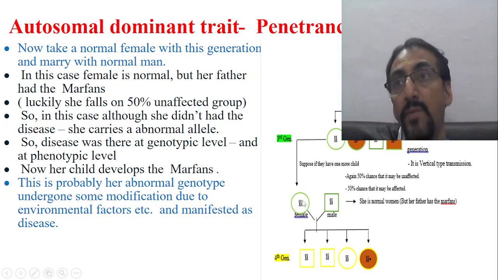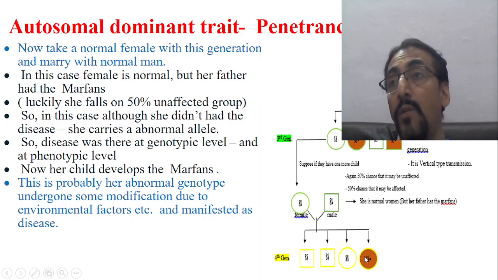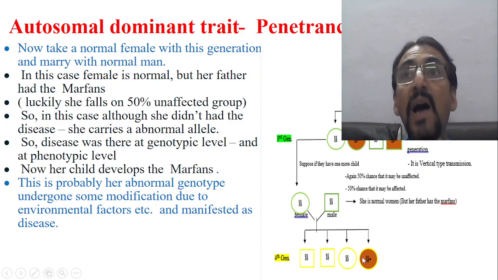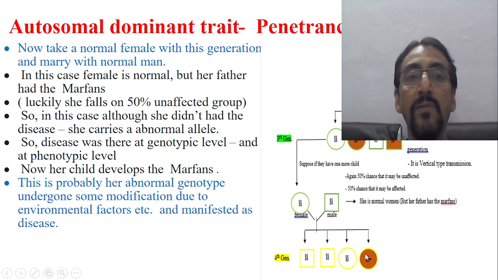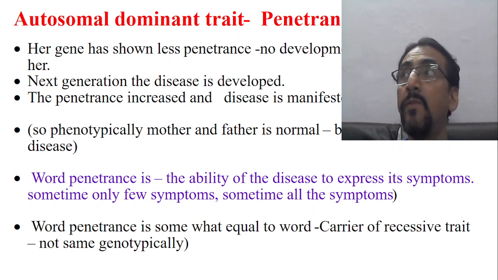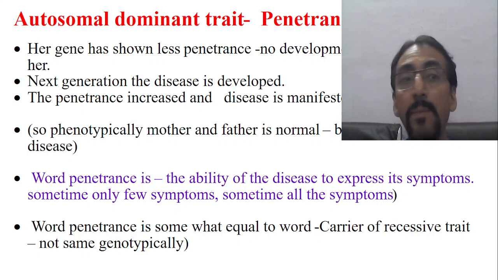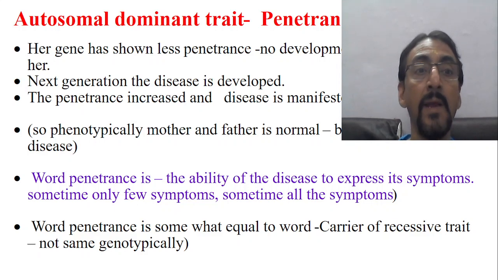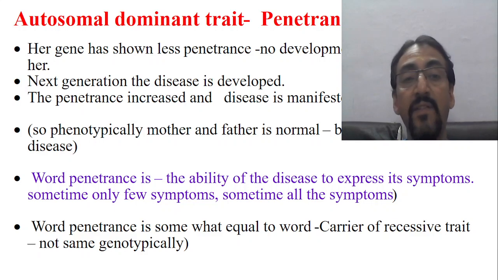Here it is not shown because of low penetrance, but in the next generation it comes because of so many factors. Now this particular abnormal genotype of the mother has undergone some modification, and now it comes to the level of high penetrance, and as a result there is appearance of the disease. So this is what we call the penetrance mechanism in autosomal dominant traits. The mother's gene has shown less penetrance, so there is no development of the disease in that female. In the next generation the penetrance increased and the disease manifested.